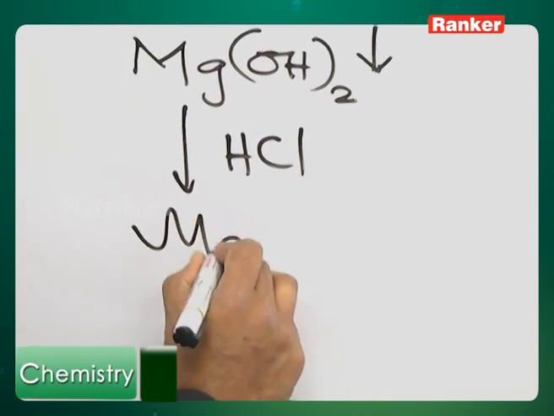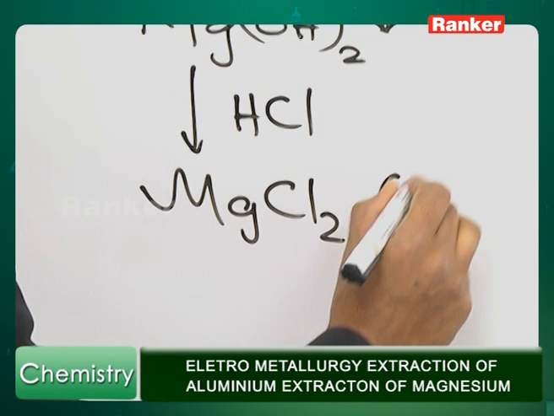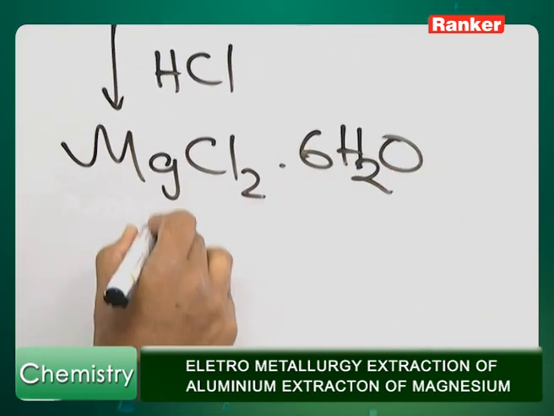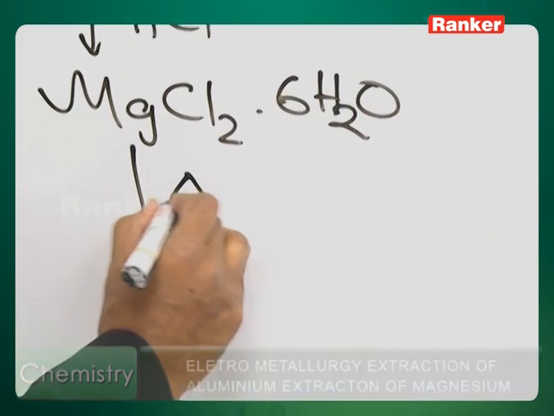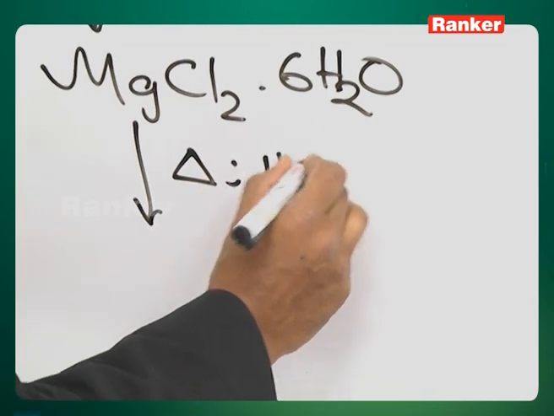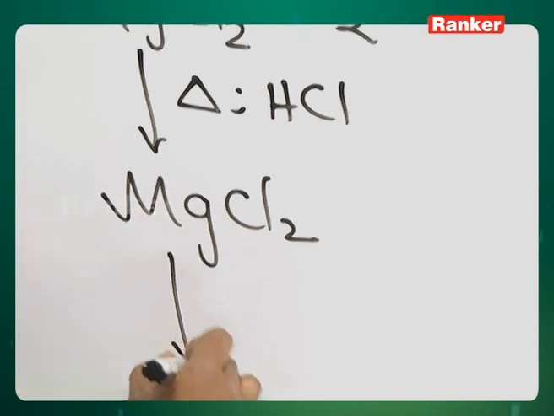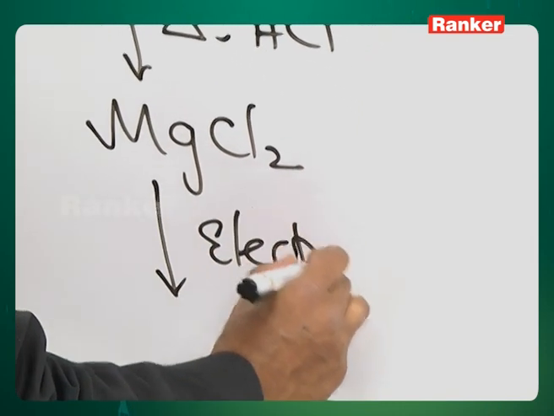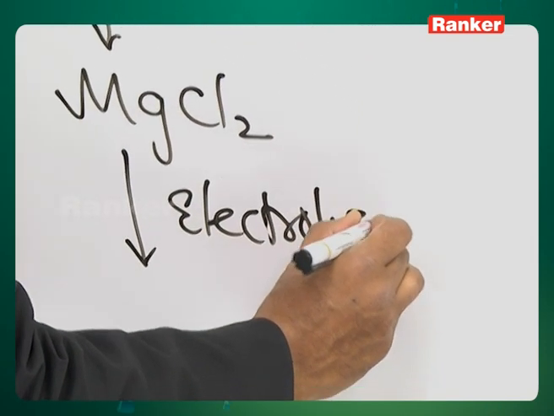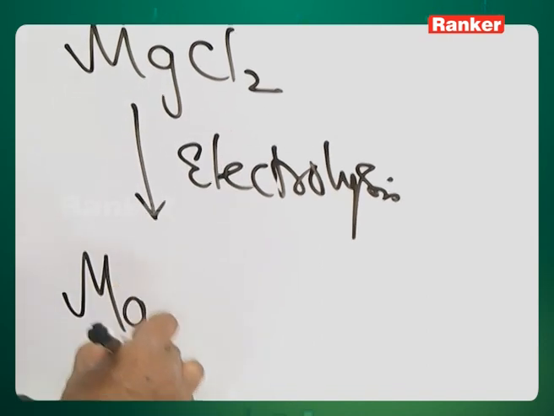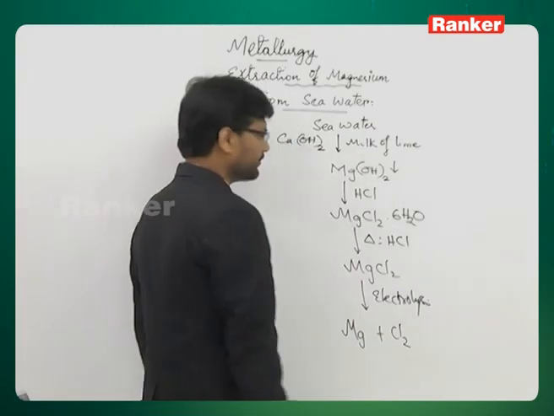You get MgCl2.6H2O. This is then heated in a current of HCl gas, and you get anhydrous magnesium chloride. This is then subjected to electrolysis, and you get magnesium at cathode and chlorine at anode.